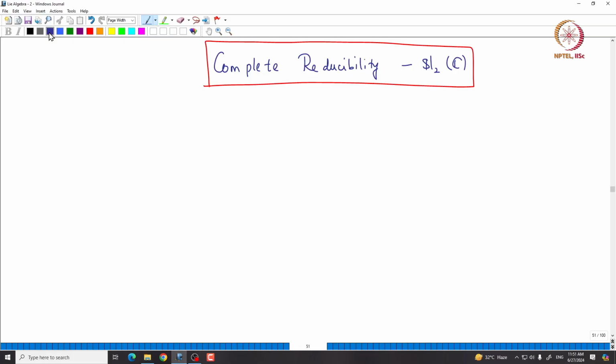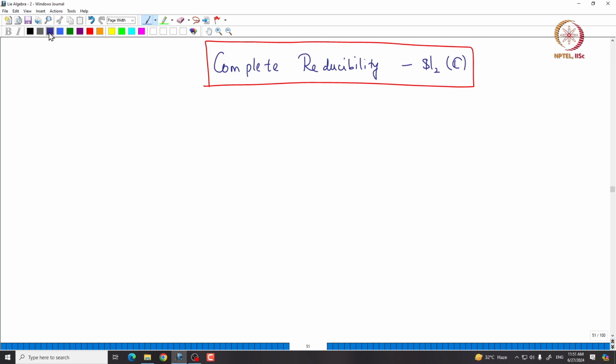Welcome back everyone. In this lecture, we will continue with the representation theory of sl2c. In this lecture, we want to prove complete reducibility for finite dimensional representations of sl2c. So, let us begin with stating one important result.